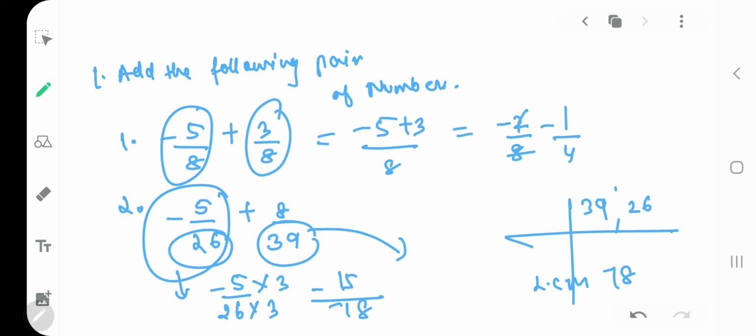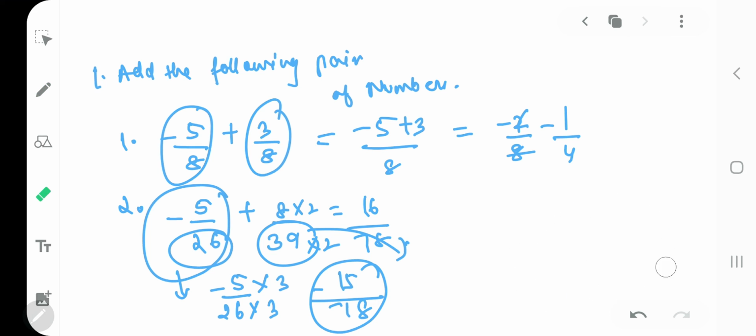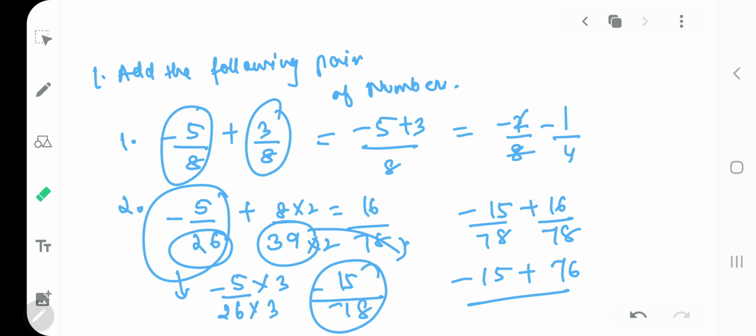And to make 8 by 39 have 78 as the denominator, you have to multiply by 2. So that will be 16 upon 78. So the first fraction you got is minus 15 upon 78 and the second fraction you got is 16 upon 78. Now the denominators are equal. They became like fractions. So you can directly do the calculation and your answer is 1 upon 78.